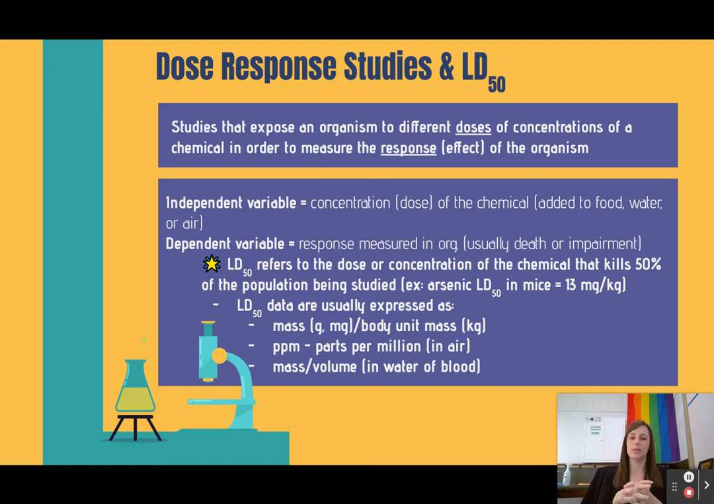Now, LD50 data can be expressed in a few different ways. Sometimes it's mass, like grams or milligrams per body unit mass, kilogram, like the mouse example I just gave you. Or sometimes it's parts per million, which often is in air or water. Or we can also have mass per volume, which is typically how we look at it when it's in water or in blood. You can see it in different ways, but essentially, LD50 is where we have 50% of the organisms dying at that concentration.